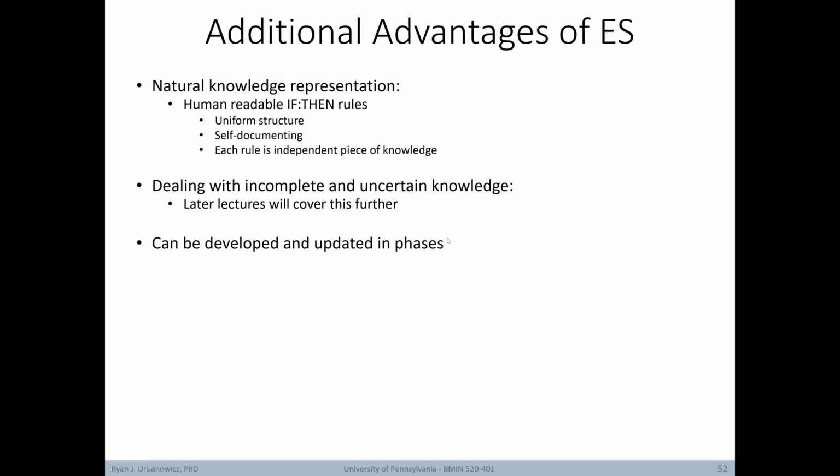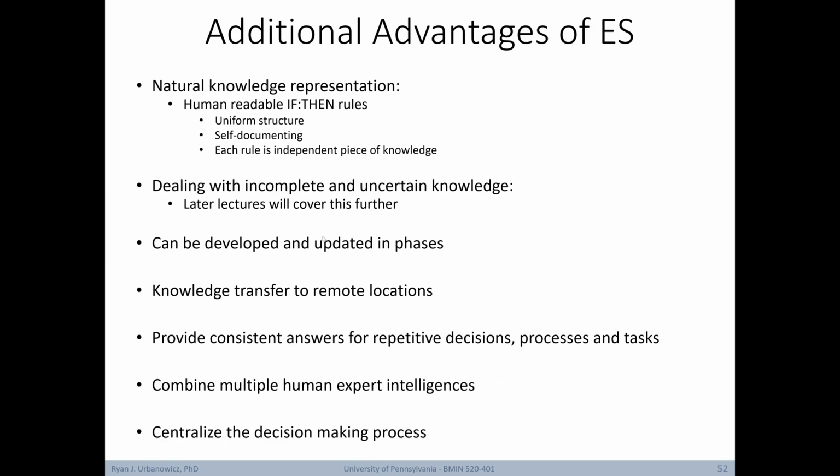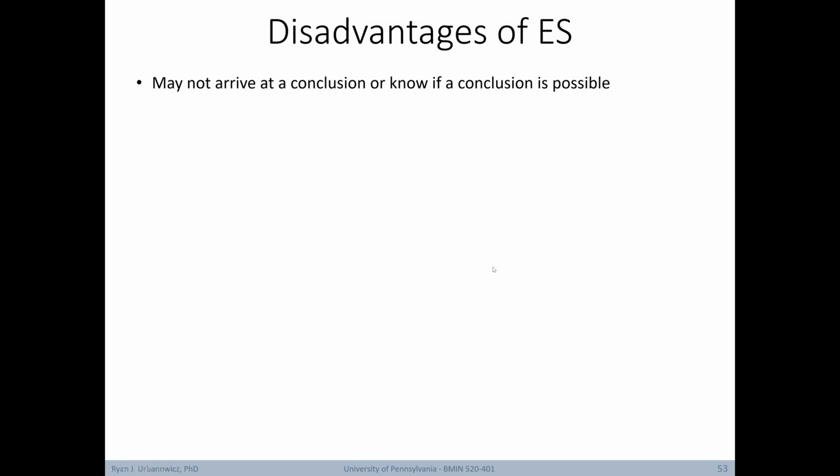Expert systems can be developed and updated in phases, and they allow easier knowledge transfer to remote locations. Furthermore, expert systems will provide consistent answers for repetitive decisions, processes, and tasks. They're capable of combining multiple human expert intelligences through the collaboration of their development, and they allow for the centralization of a decision-making process.